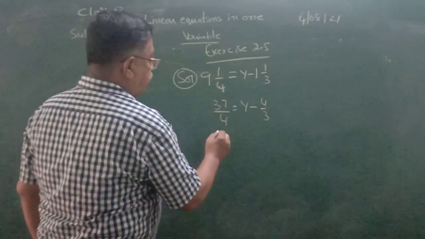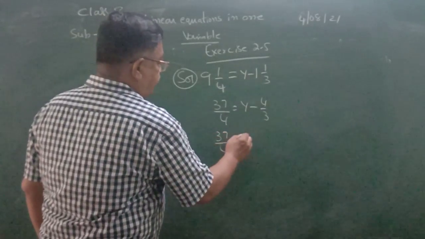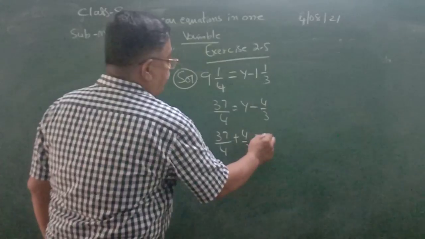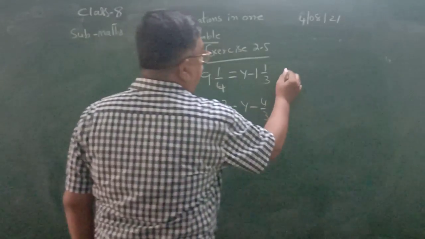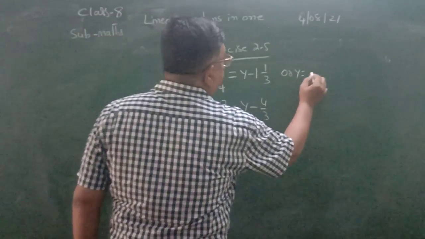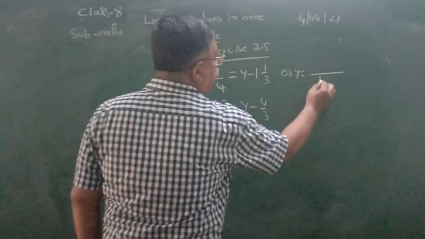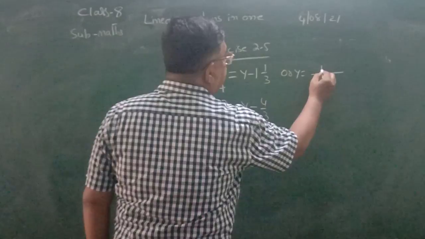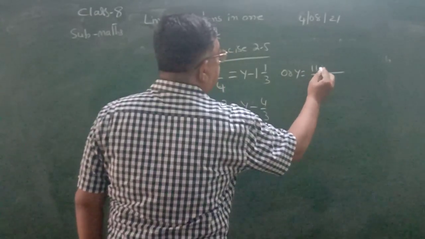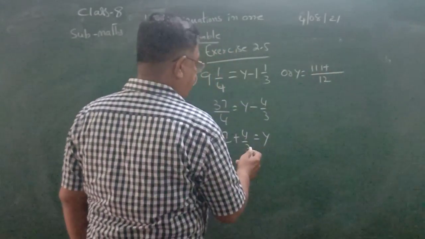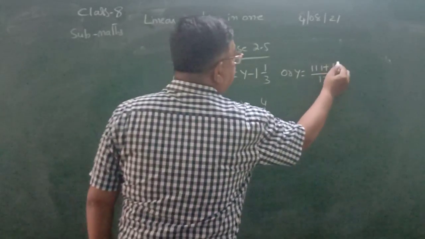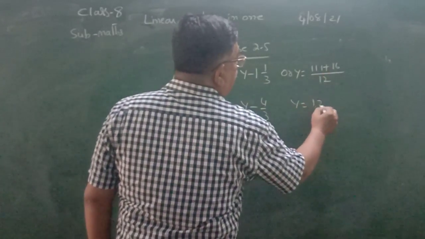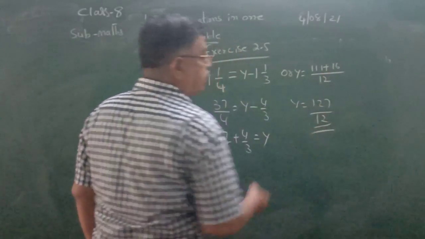Take minus 4 by 3 to the other side. 37 by 4 plus 4 by 3 is equal to y. Or y is equal to, the LCM of 4 and 3 is 12. 4 divides 12, 3 times, 3 into 37. 3 7s are 21, 3 3s are 9 plus 2, 11, so 111. 3 divides 12, 4 times, 4 into 4, 16. y is equal to 127 by 12.